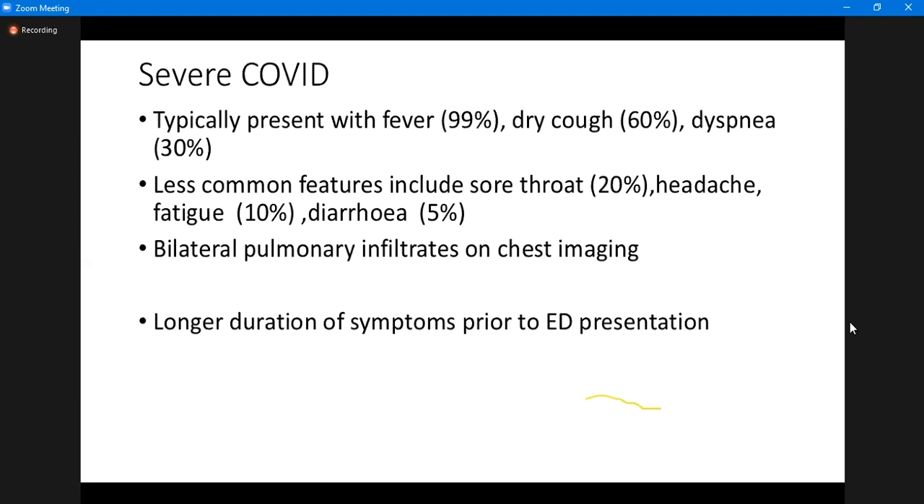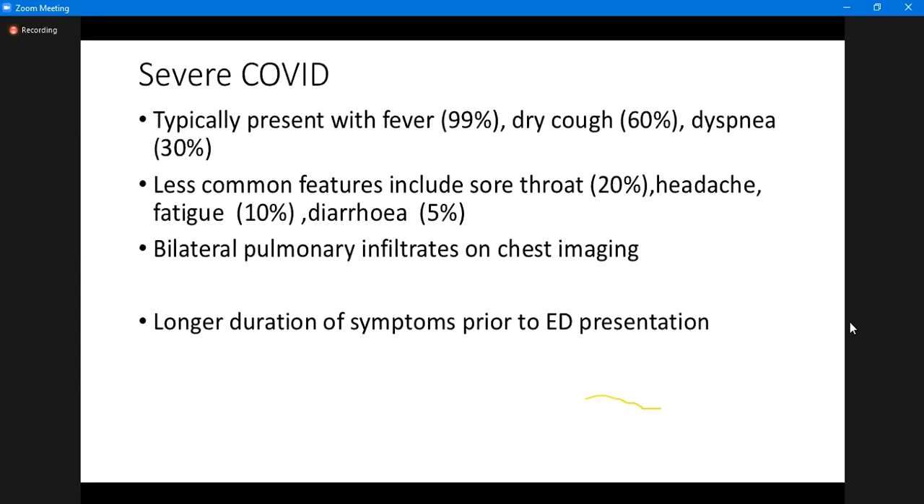So there are other features like sore throat, headache, fatigue, diarrhea, like I already mentioned. Physical signs are not much reported in the literature. Whatever is reported is probably like a viral pneumonia, where the radiology is more than the physical signs. In a viral pneumonia, the radiological signs are much more sensitive than the physical signs. Physical signs may be minimal.